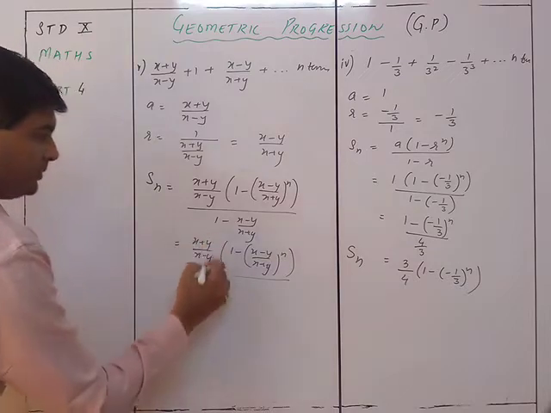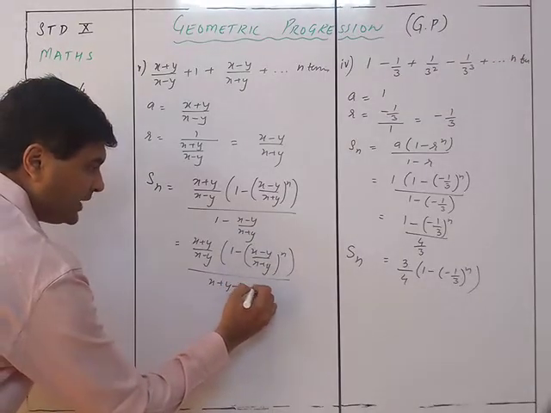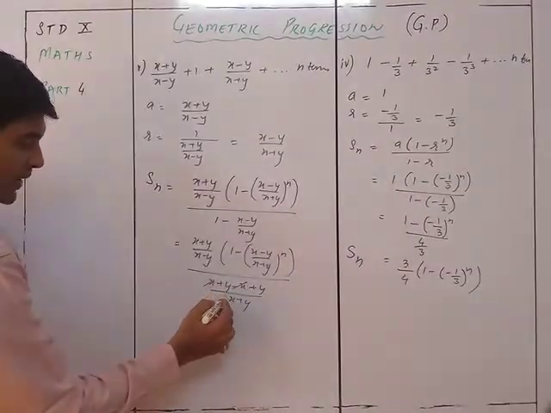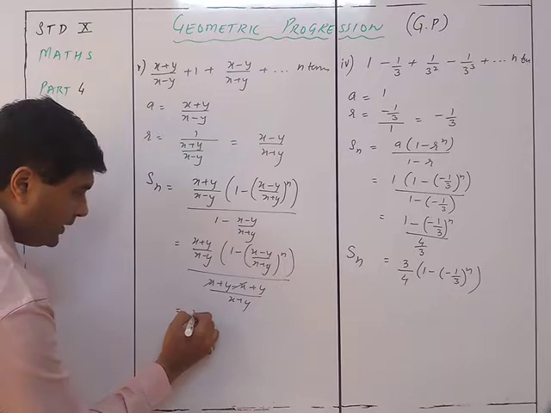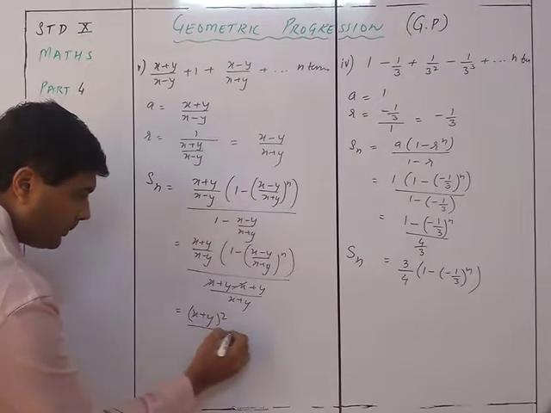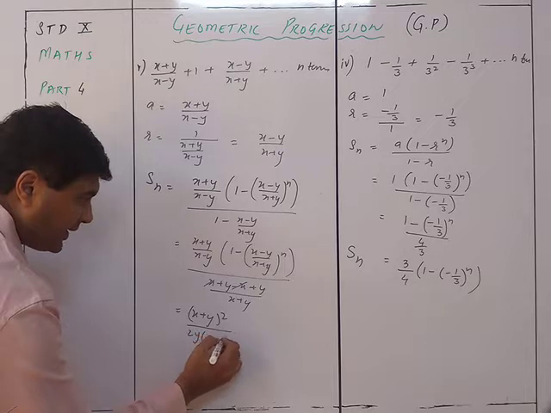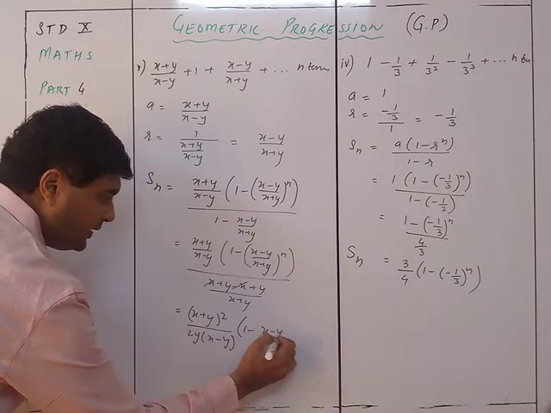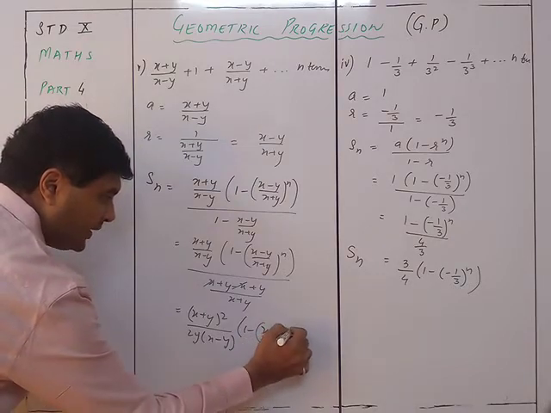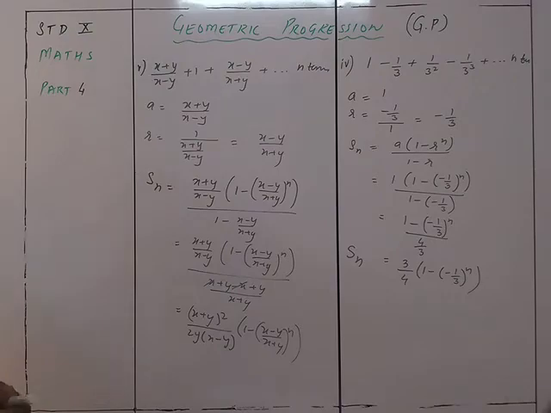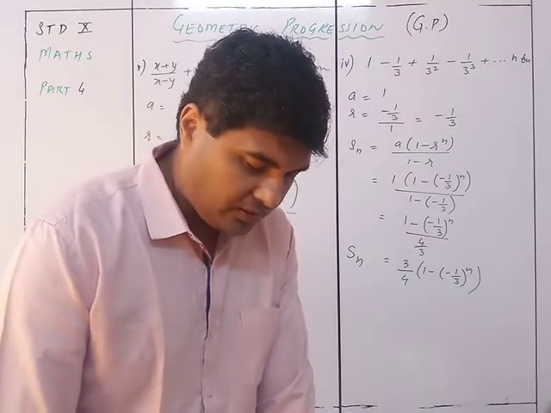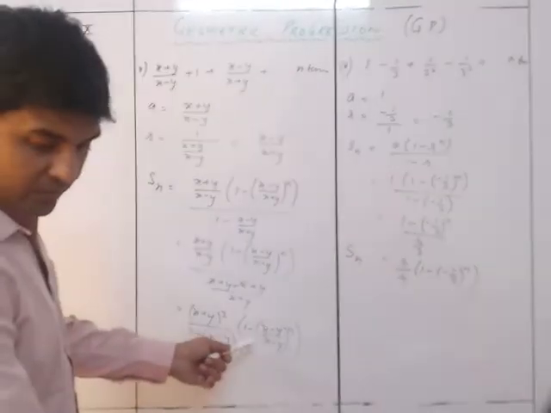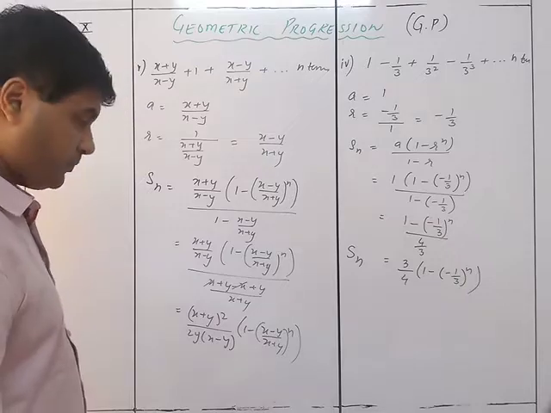This one will become x plus y minus x plus y upon x plus y. So that cancels this part to 2y, and this x plus y goes up. So it will be x plus y the whole square upon 2y into x minus y into 1 minus x minus y upon x plus y the whole raised to n. Okay, this will be the answer for the fifth one. So it is x plus y the whole square upon 2y times x minus y, bracket 1 minus x minus y upon x plus y the whole raised to n. Right?